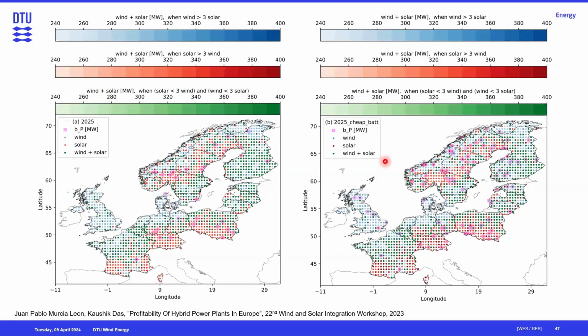When we look at the mix of wind plus solar or battery, all the pink dots show where the batteries are coming up, whereas the green dots show wind plus solar hybrid. The green dots are basically hybrids, but majorly dominated by one of the technologies, whereas the blue dots are real hybrids, right?